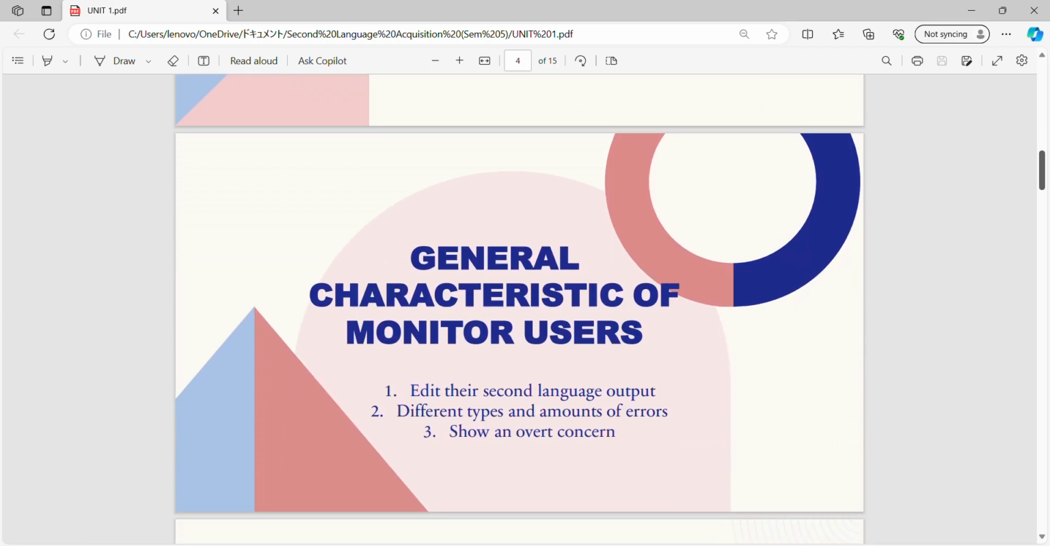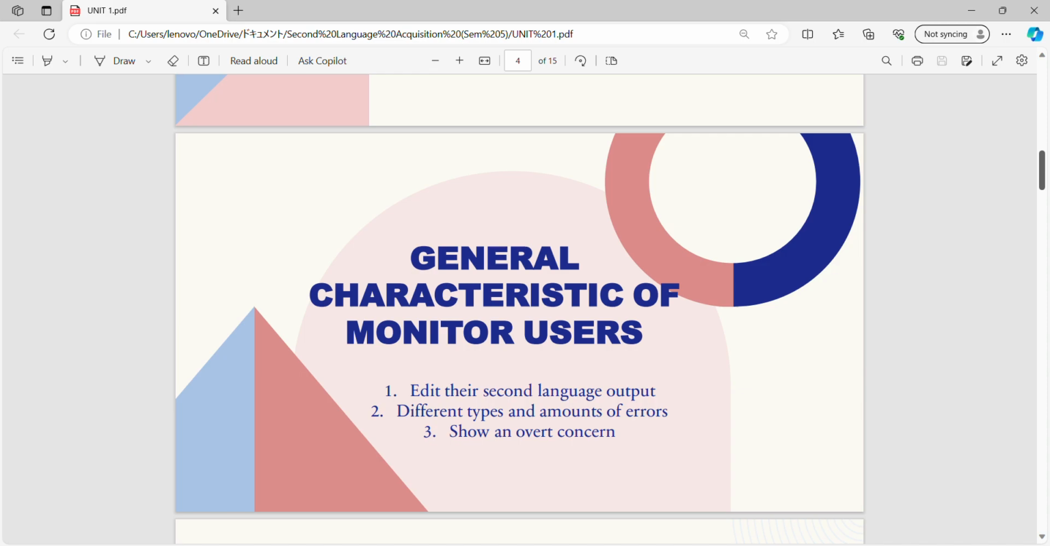Next, what are the general characteristics of the monitor user? The characteristic that we can find in this individual variation is, first, they will edit their second language output. Why? Because when we learn a new language that we make as the second language, they will try to edit the output. How can they manage to learn and understand the language?